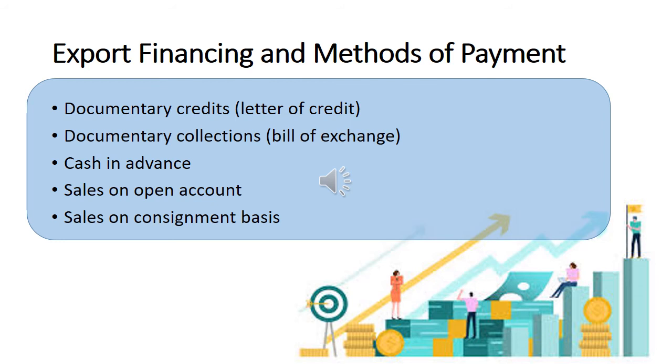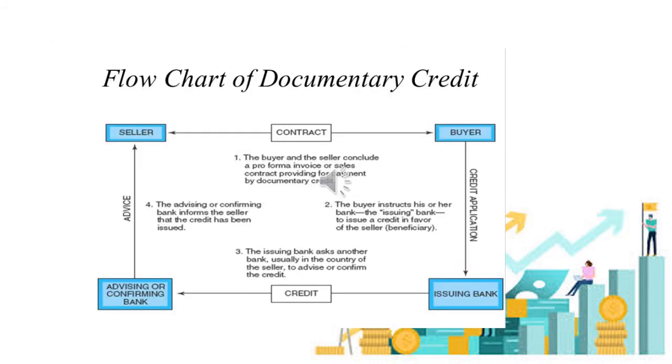Export financing and methods of payment consist of documentary credit or letter of credit, documentary collection of bill of exchange, cash in advance, sale on open account or sale on consignment basis. And this is a flowchart of documentary credit. First, the buyer and the seller conclude a pro forma invoice or seller's contract providing for payment by documentary credit. Then the buyer instructs his or her bank, the issuing bank, to issue a credit in favor of the seller. Then the issuing bank asks another bank, usually in the country of the seller, to advise or confirm the credit. And then the advising or confirming bank informs the seller that the credit has been issued.